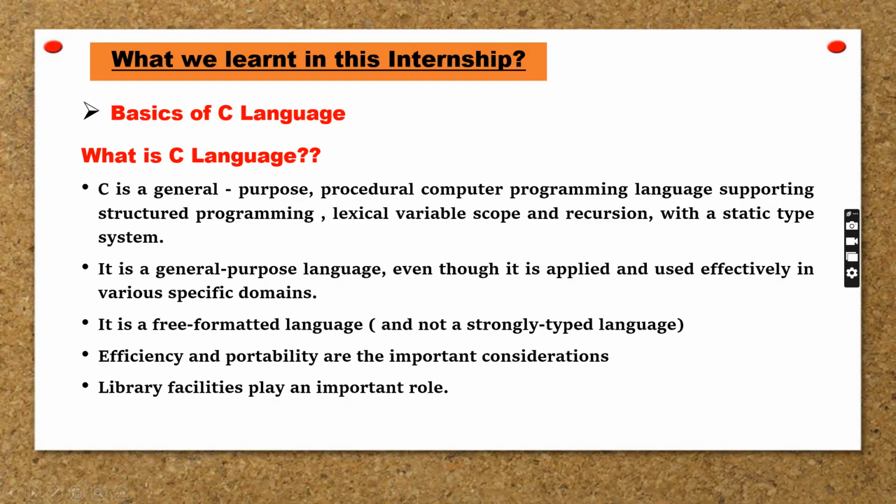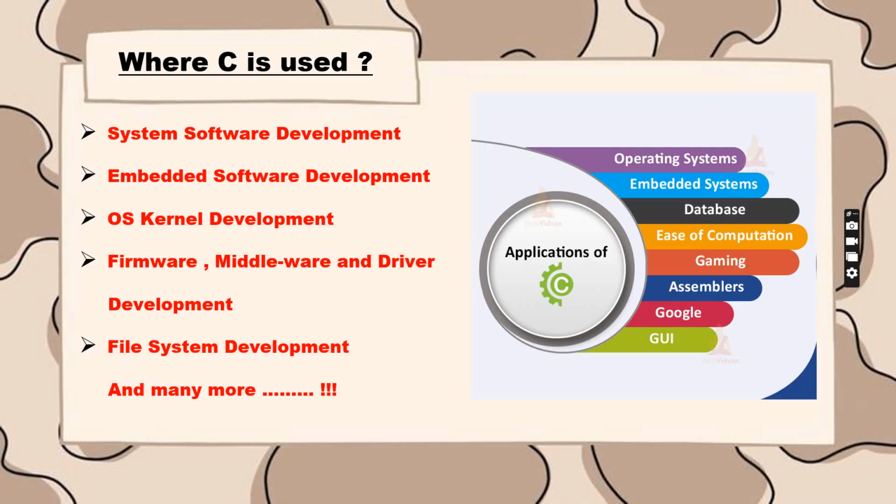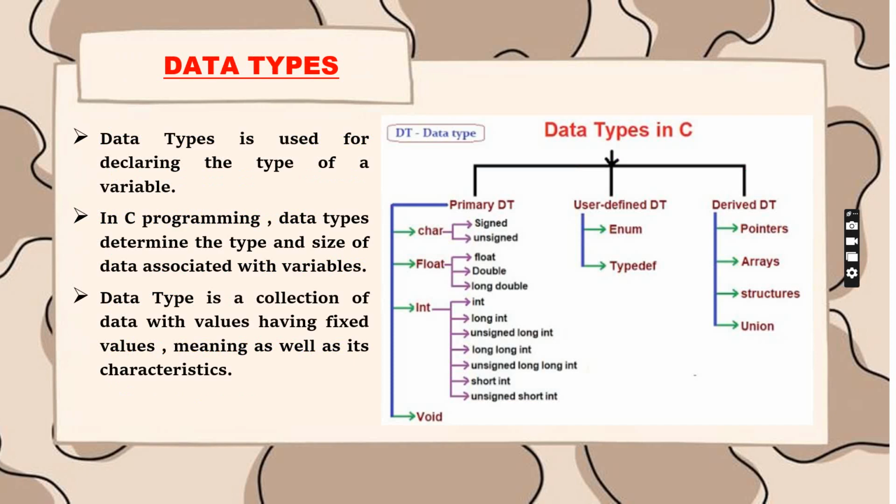Where C is used, C language has numerous applications. Some of them are system software development, embedded software development, OS kernel development, firmware, middleware and driver development, file system development, and many more. Let us know about the elements of C language. The first one is data types.